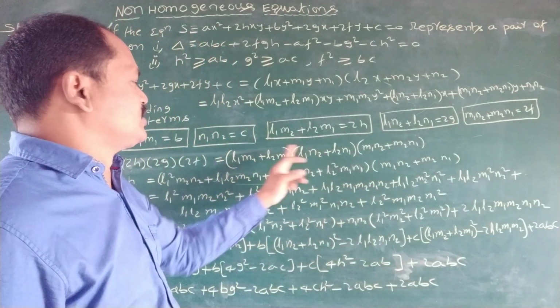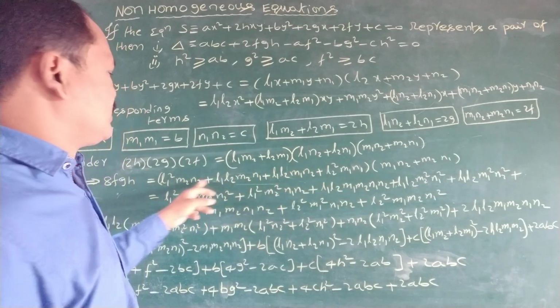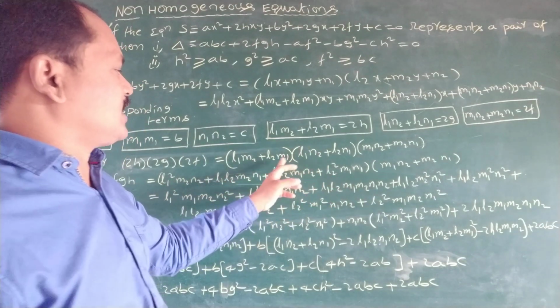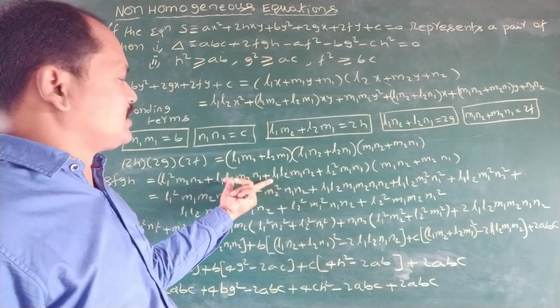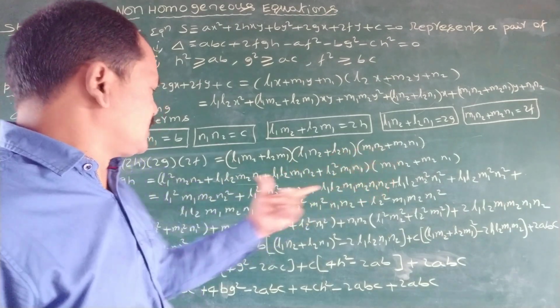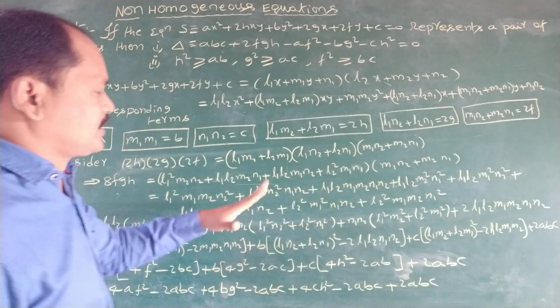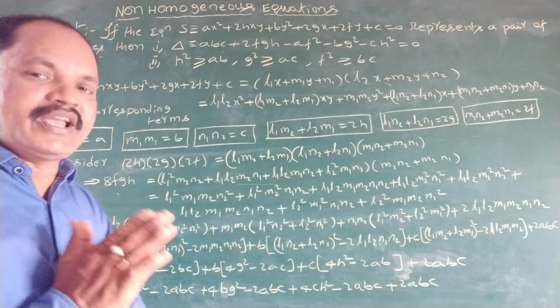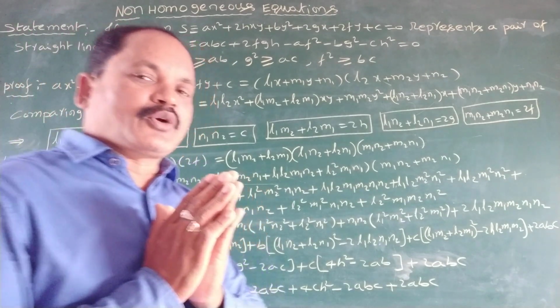First you can multiply these two brackets. So then we get here. Okay. Next, with this one, multiply this bracket, then we get them. After simplification, we have to collect the common terms.